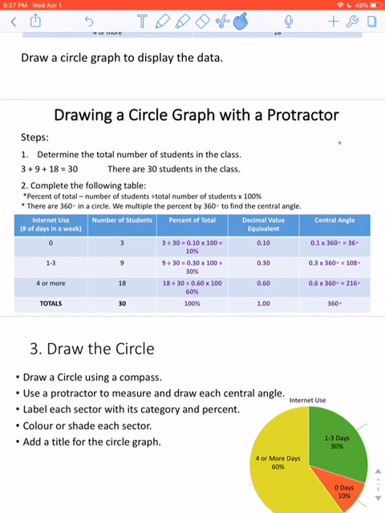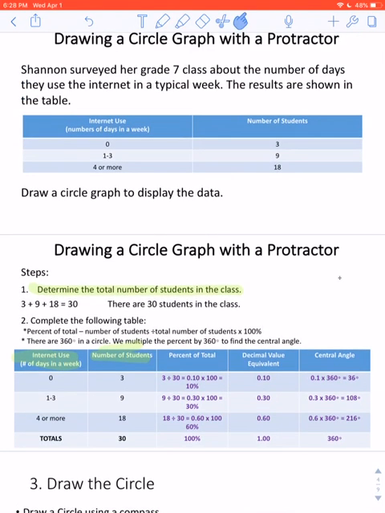So we take a look here, and step 1 says to determine the total number of students in the class. This is important because we're working with a fraction. What I mean by that is we're going to be making fractions so that we can figure out the percents, the decimal equivalent, and the central angle. You'll see those are the titles here in our chart that we're going to fill out. It's important to be aware that these first two are just the same information that we had given to us in the question, internet use and number of students. The next 3 columns are where we're going to find and fill in that information.